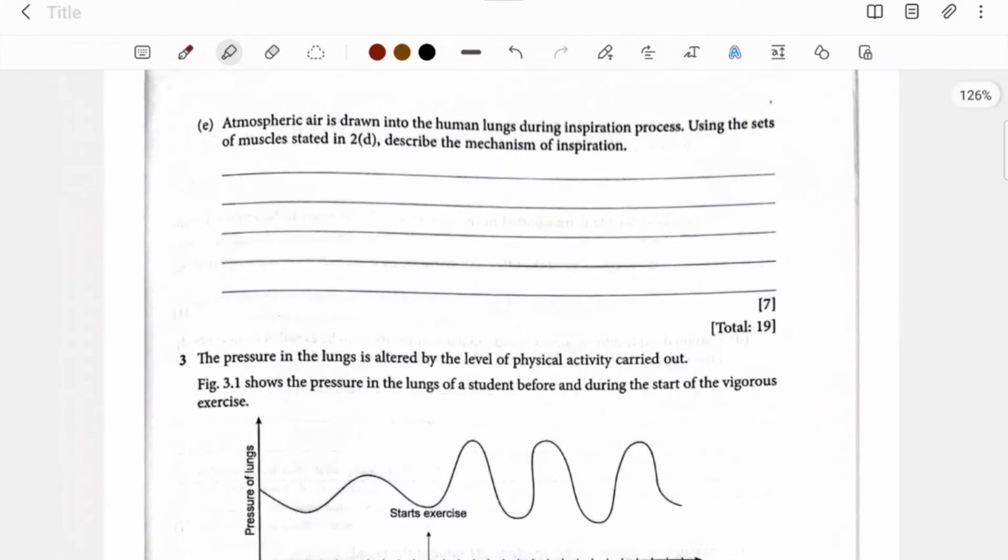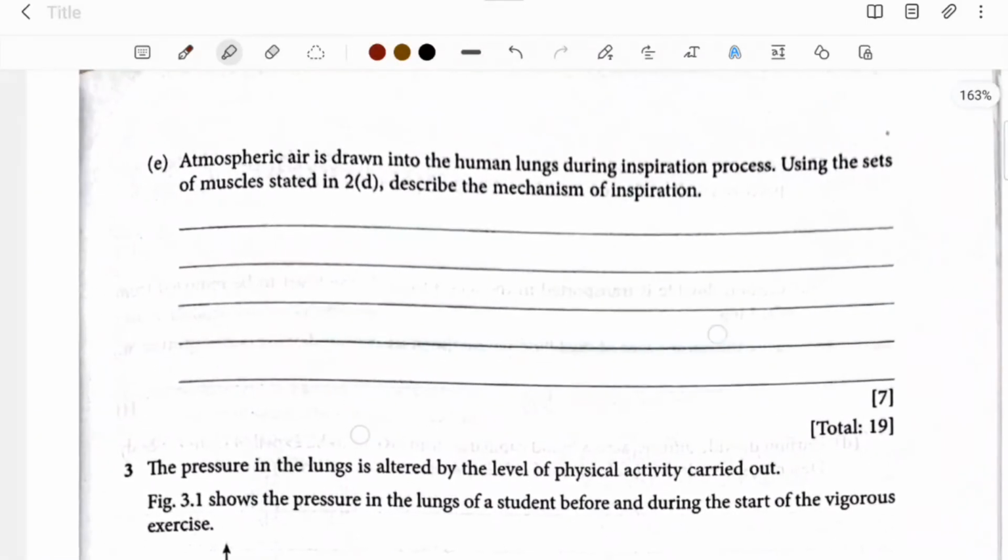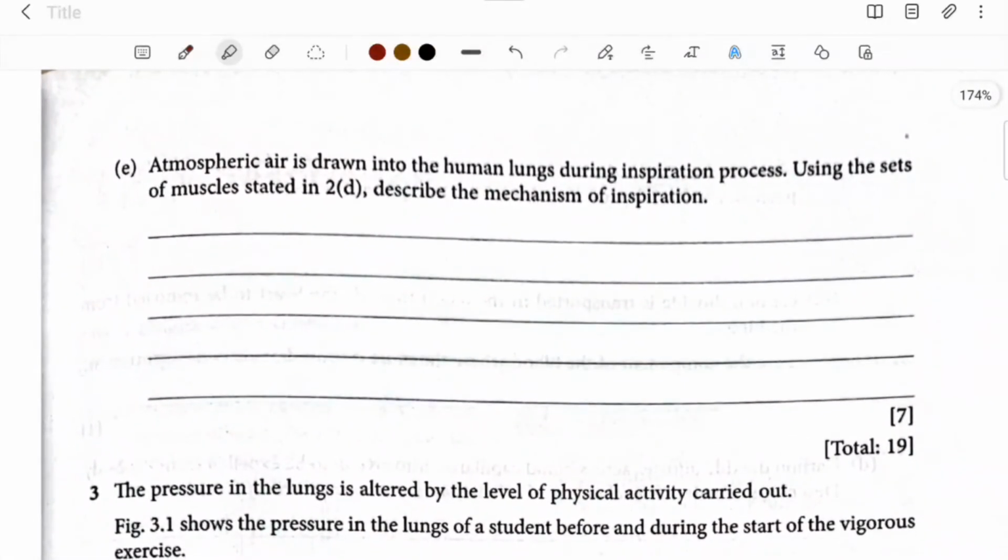Okay, atmospheric air is drawn into human lungs during the inspiration process. Using the sets of muscles stated in 2D, describe the mechanism of inspiration. Okay, this one, mechanism of inspiration, inhalation. So when breathing in, what happens? So this one is actually very easy when you refer back to the notes.